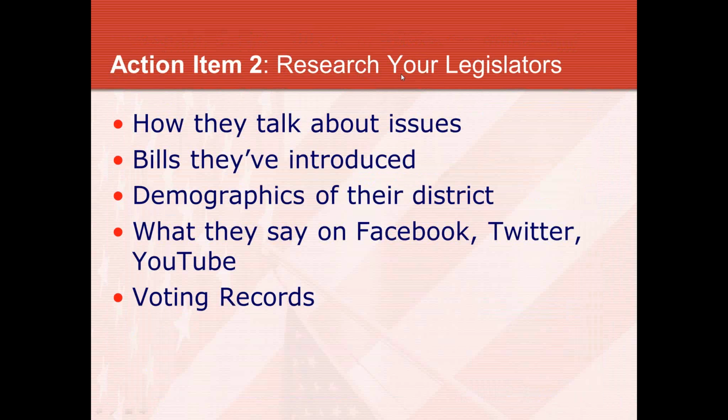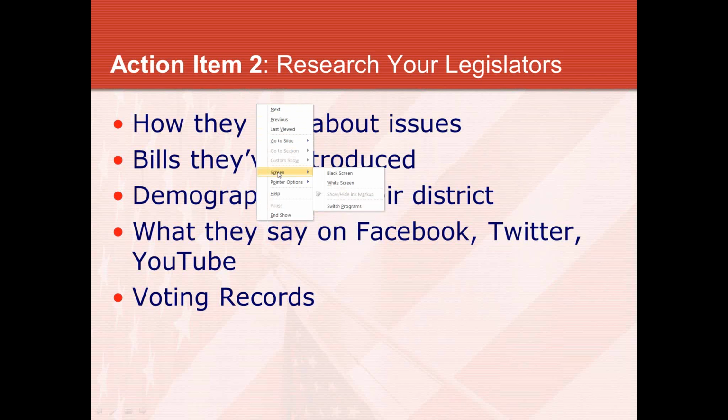All right. So action item number 2, and this is something that could be part of a meeting. Maybe you could spend 10 minutes doing a little bit of research on your legislators. Some of the key things to understand, and I'll show you some of the ways that you can find this out, is how they talk about issues, some of the bills they've introduced, some of the demographics of their district, what they say on the various social media sites, and some of their voting records. Now, through that stroke.org site, the Advocacy Network, you will be able to find your specific legislators, and I'll show you specifically how to do that in a moment.